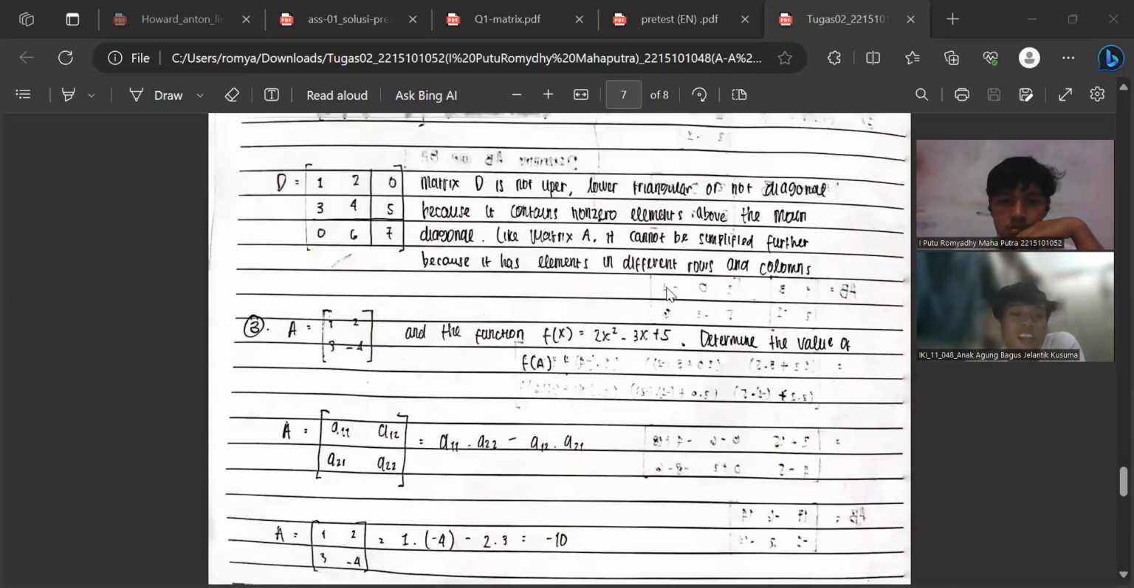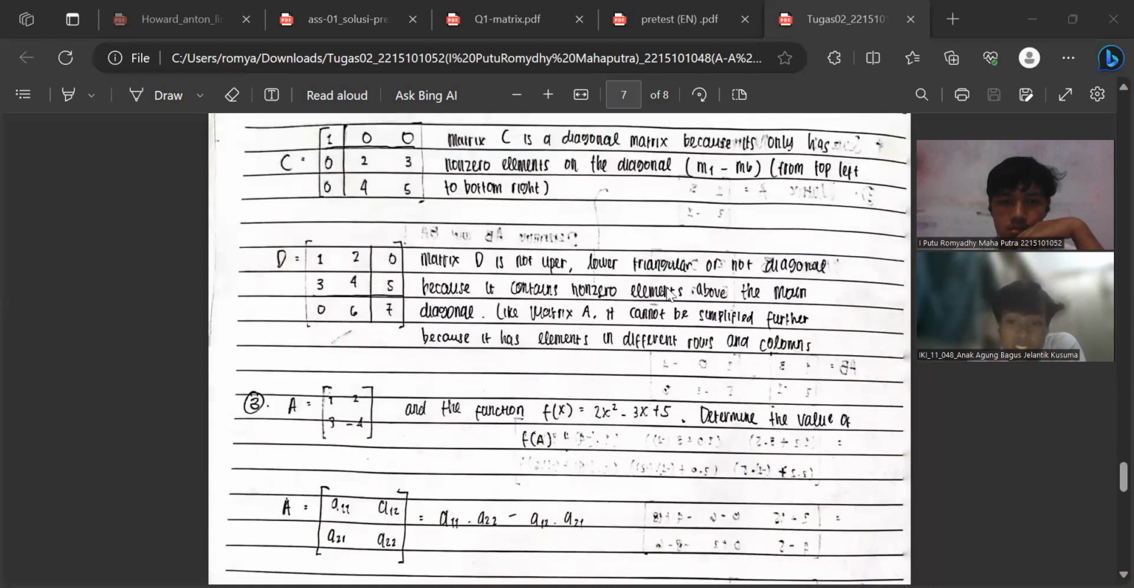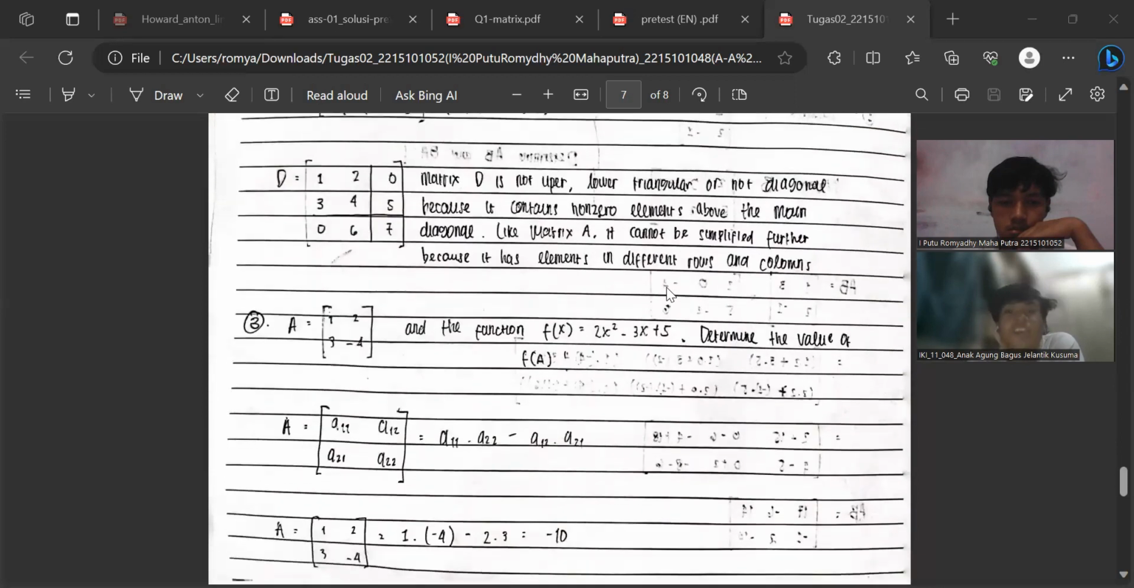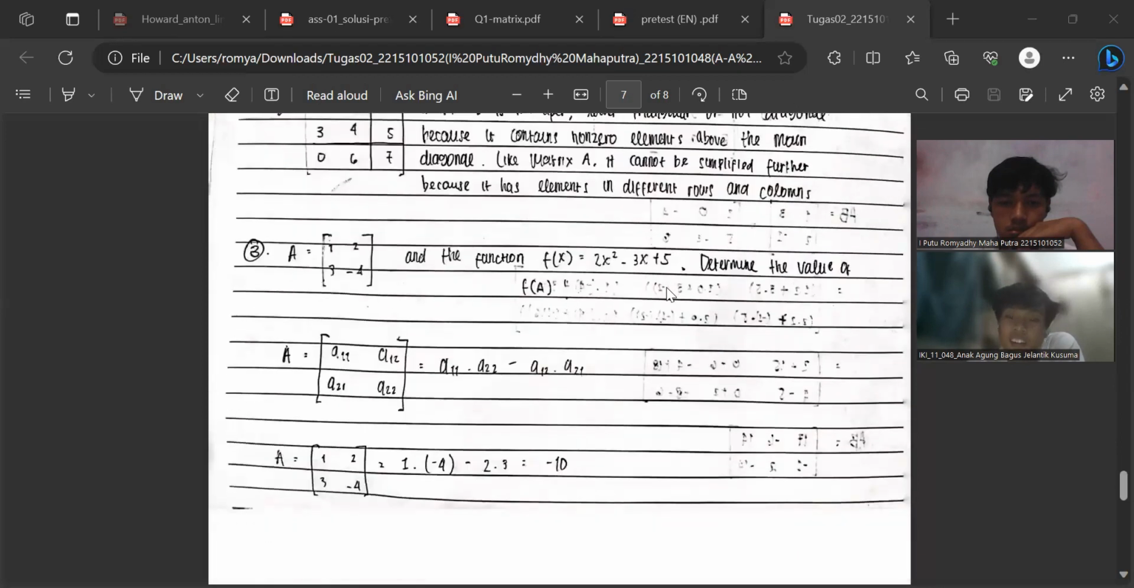So the last problem is: given the matrix A. As you can see, there is matrix A and the function f(x) = 2x power 2 minus 3x plus 5. So in this problem, we must determine the value of f(A) by substituting x with the matrix A.